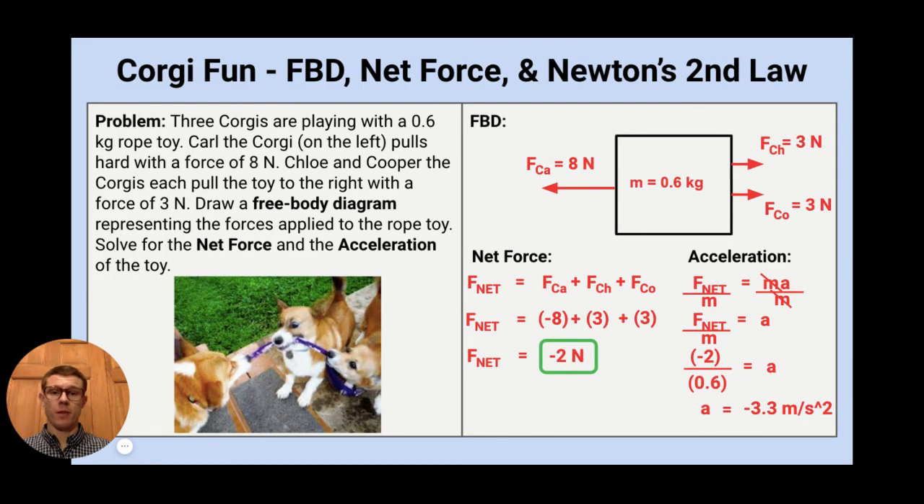So in this problem, again, we were able to draw a free body diagram representing all the forces acting on this toy. We were able to figure out what the net force on this rope toy was, which was negative 2. We were also able to determine what the acceleration of this rope toy was. So in this video, we covered free body diagrams, net forces, and Newton's second law.